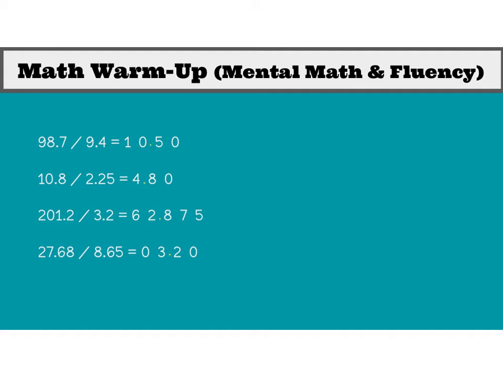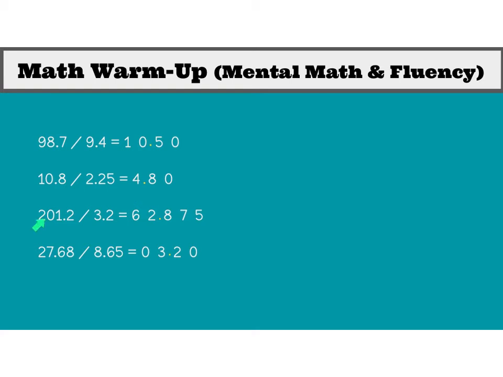All right, so let's take a look here. If we have 98 and 7/10 divided by 9 and 4/10, our decimal point should be between the 0 and the 5 to give us 10 and 50 hundredths. Number 2, we have 10 and 8/10 divided by 2 and 25 hundredths. Our decimal point should go between the 4 and the 8 to give us 4 and 80 hundredths.